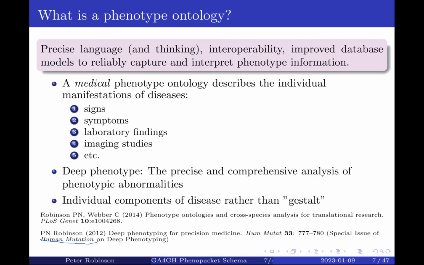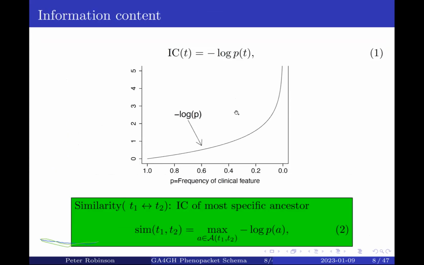So what physicians do is to write down the individual signs and symptoms, lab findings, results from X-rays and other imaging studies, electrophysiology, many other things, and to use computer programs or just to look it up in a book to try to find the diagnosis. This is known as deep phenotyping, and that's what the HPO is designed to support.